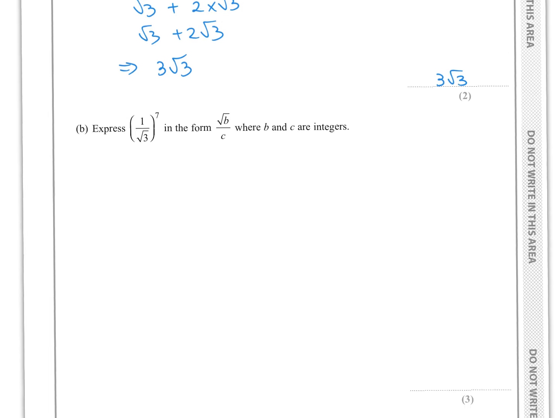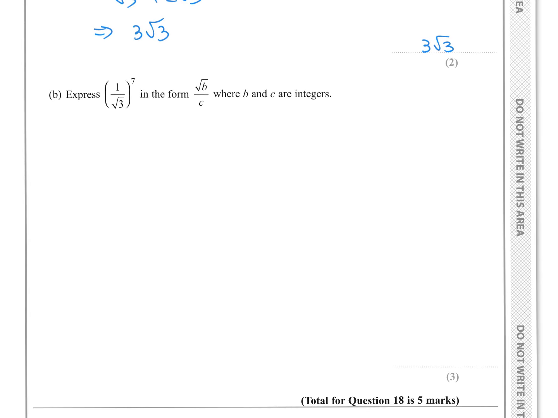For the second part, it says express 1 over root 3 to the power 7 into this form. Well, don't worry too much about that. I personally would rationalise the denominator of 1 over root 3, so times both sides by root 3, and so that would be root 3 over 3 to the power 7. And I think for those that know this really well, I could just write some very simplified workings and get to the answer really quick.